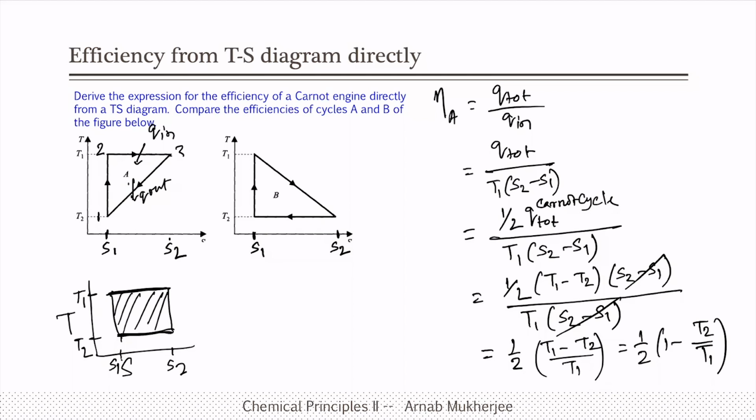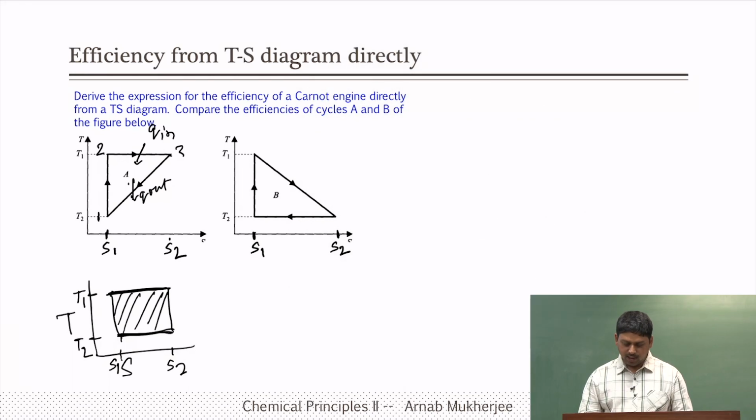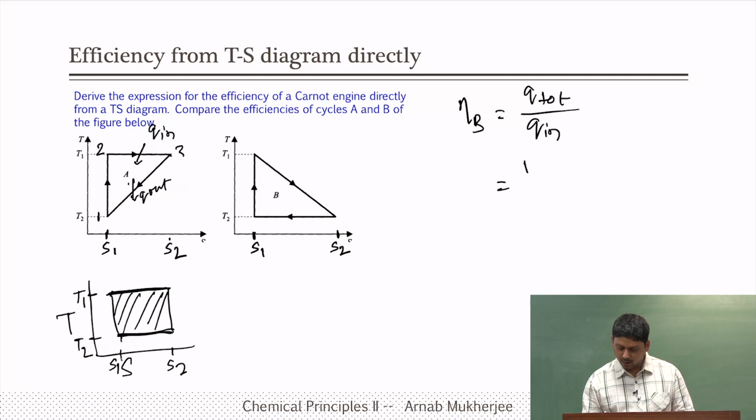Now, let us talk about engine B. Let me remove the A just to get more space. So, you can see that for engine B, again, the output is half that of the Carnot cycle. So, let us write the engine B efficiency. Again, engine B efficiency is Q tot by Q in. Now, Q tot again is half that of the Q tot of the Carnot cycle. But what is the Q in?